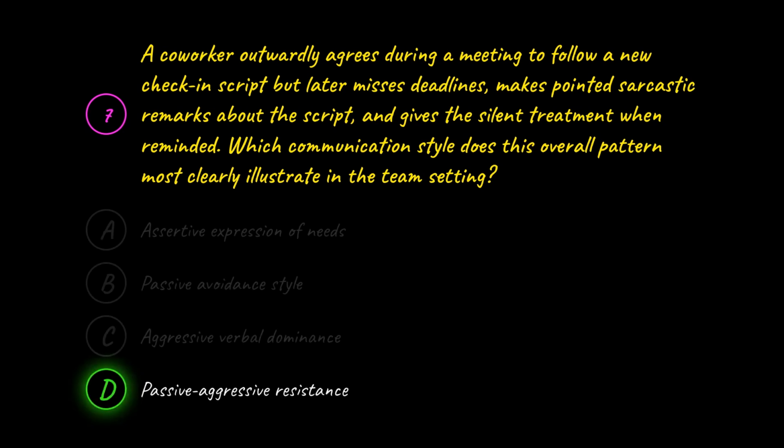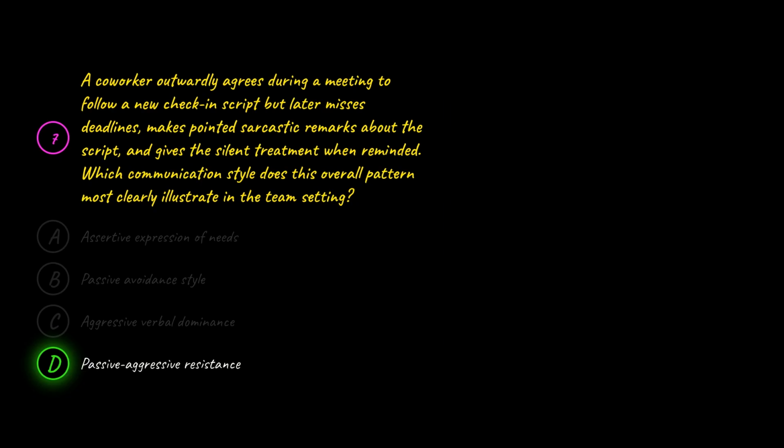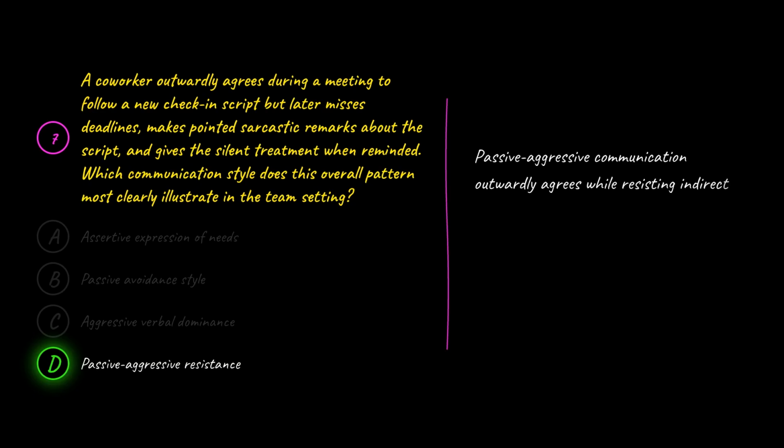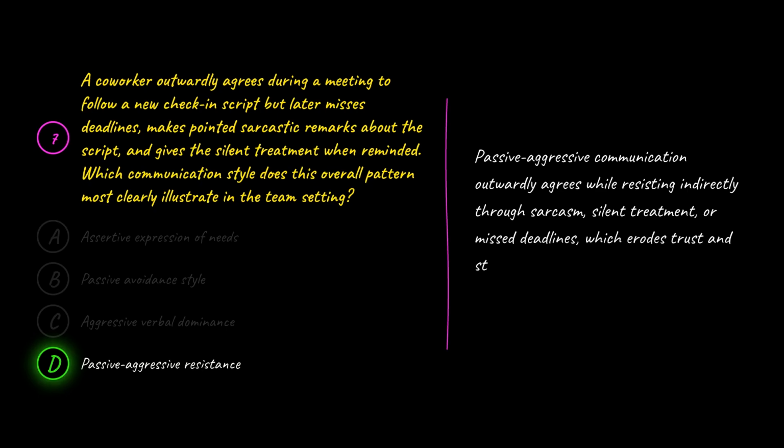The correct answer is D. Passive-aggressive resistance. D is correct because passive-aggressive communication outwardly agrees while resisting indirectly through sarcasm, silent treatment, or missed deadlines, which erodes trust and stalls problem-solving and is what this co-worker's pattern is showing.